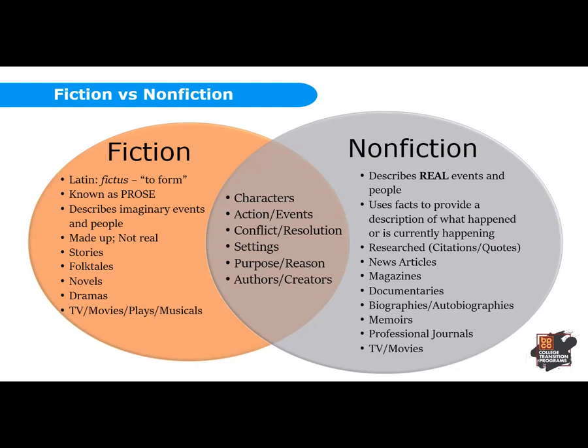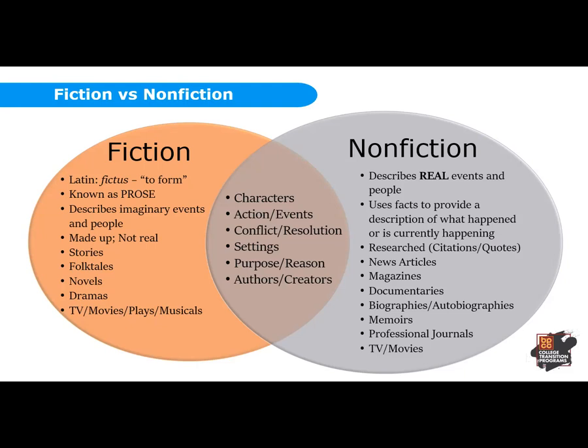But what are the similarities? That's also important, right? And right there in the middle of our Venn diagram where the circles overlap are the similarities between fiction and nonfiction. They have characters, who, right? They are about actions and events. The conflict and the resolution is part of the actions and the events. That's the what. The setting, the where and the when. The purpose and the reason, that's the why.